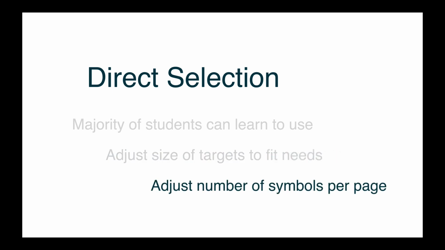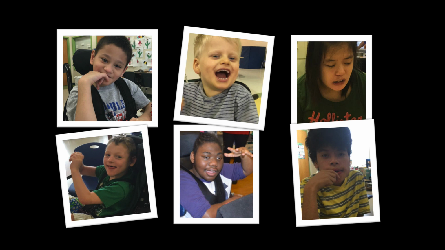We can also adjust the number of symbols per page to make it easier to see the available choices. Again, many students who start with a system with fewer symbols per page can move to more symbols per page as they learn the symbols and how to use them to communicate. In summary, all students need to have access to their own core vocabulary communication system in order to learn to communicate. Project Core provides a variety of common formats that are available for download to help you and your students get started right away.